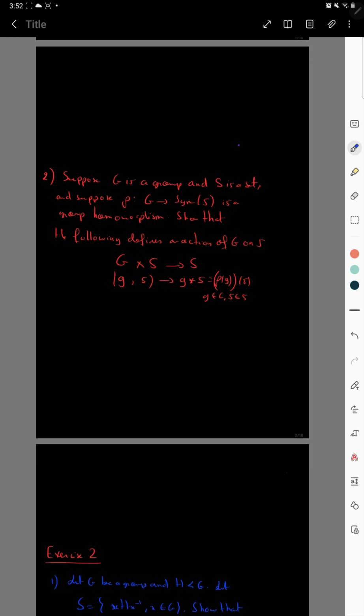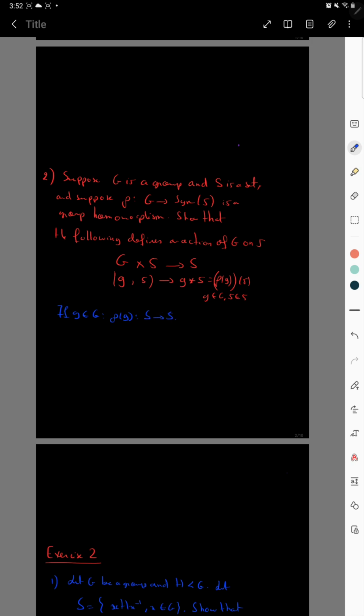Suppose that G is a group and S is a set, and suppose rho from G to the symmetric group on S is a group homomorphism. Show that the following defines an action of G on S. I take g star s to be rho(g) applied to s. Indeed, rho(g) is a function on S, right? So if g is in G, rho(g) is a function from S to S.